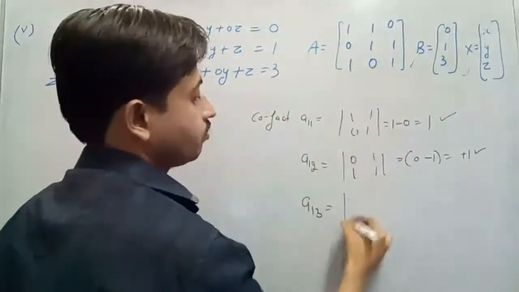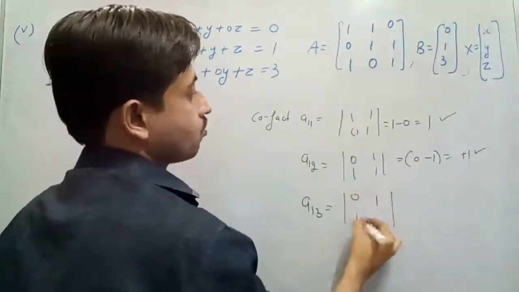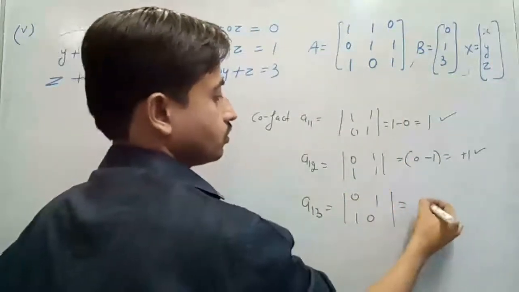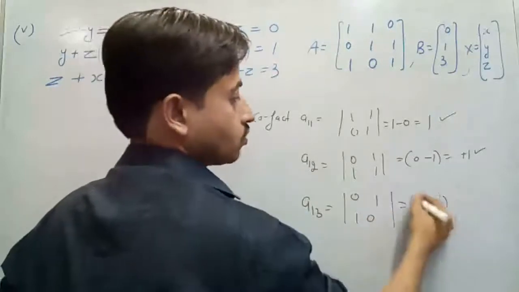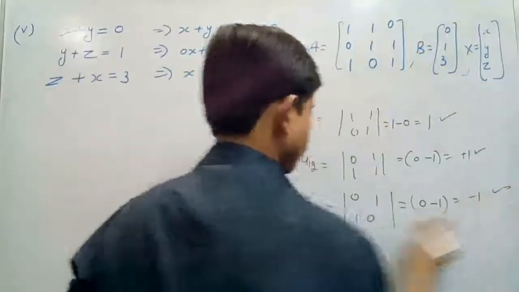A13 is what? Cut the third column and first row. We got 0, 1, 1 and 0. Solve this. 0 into 0, 0. 1 into 1, 1. So we get minus 1. And 1 plus 3, 4. Even. So the sign remains the same.